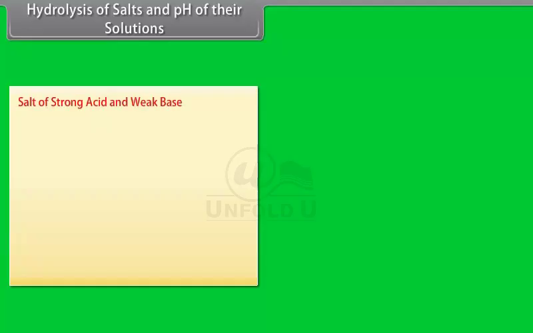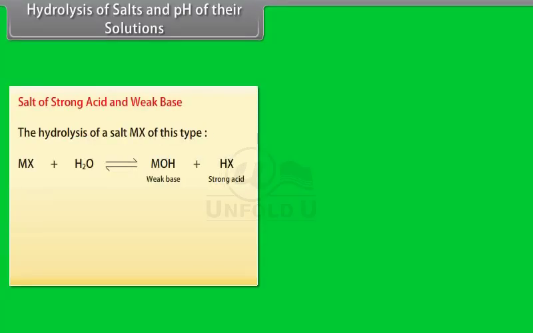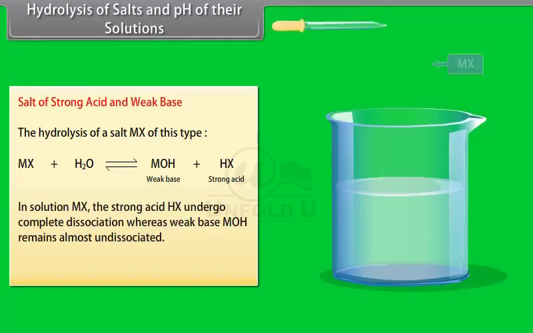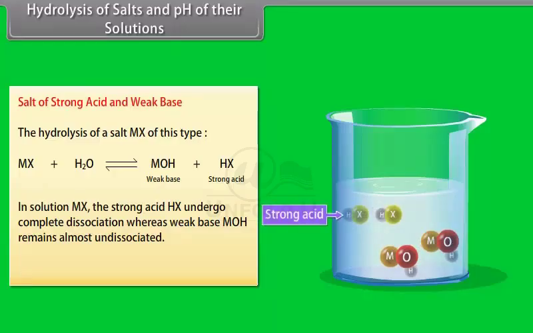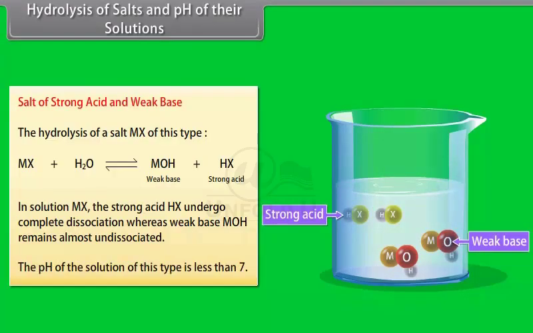Salt of strong acid and weak base. The hydrolysis of a salt MX of this type: in solution MX, the strong acid HX undergoes complete dissociation, whereas the weak base MOH remains almost undissociated. The pH of the solution of this type is less than 7.